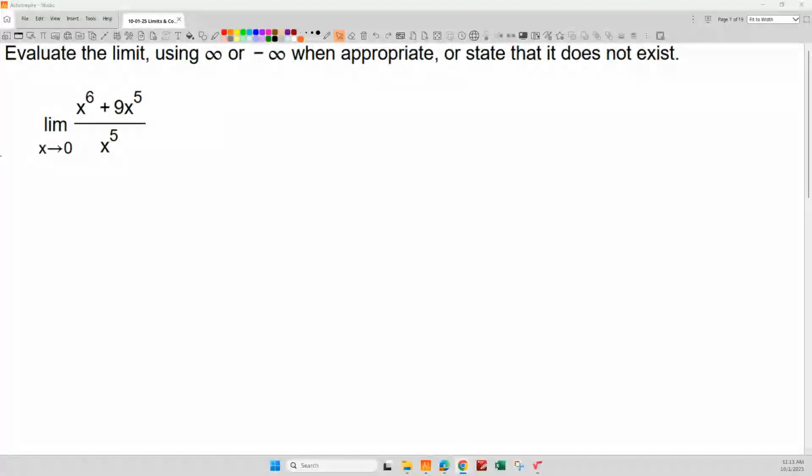So stuff like this. Evaluate the limit using plus infinity or minus infinity as appropriate. Okay, so how would we do one like this? Look at that for a second and talk to me about your process. Yeah, you're going to try direct substitution. If I do that, I get what? 0 over 0. Okay, so what's that mean?